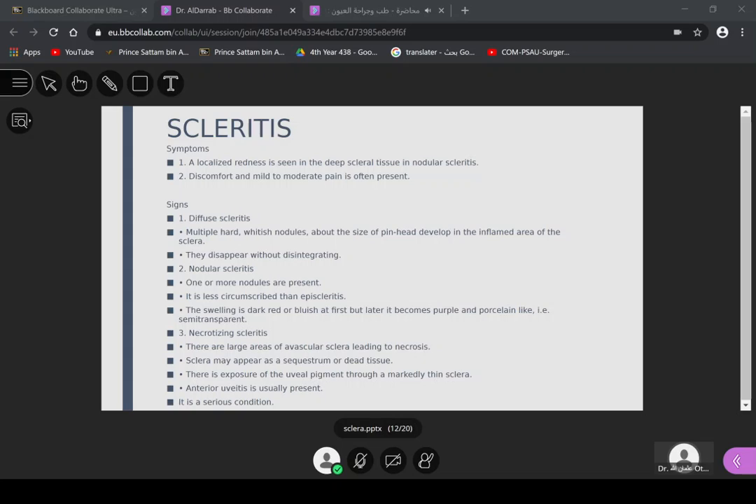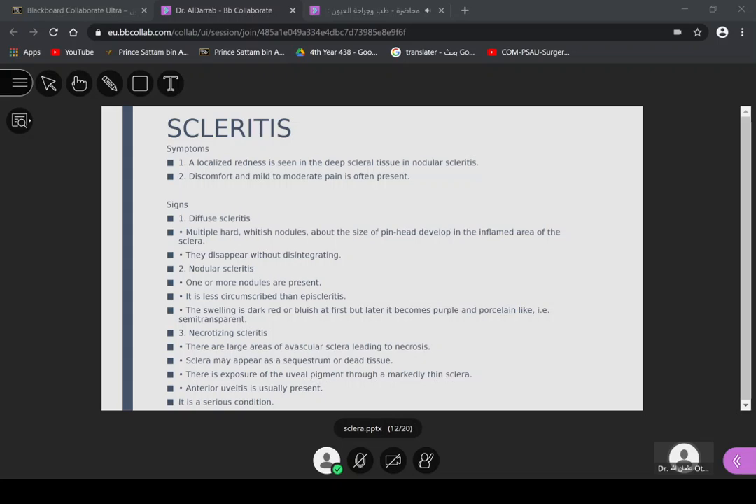Signs: in nodular scleritis, we can have multiple hard whitish nodules about the size of a pinhead that develop in the inflamed area of the sclera. They disappear without disintegrating. One or more nodules are present. The swelling is dark red or bluish at first, but later it becomes purple.